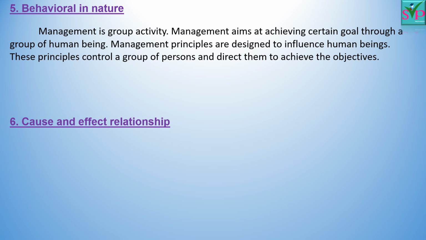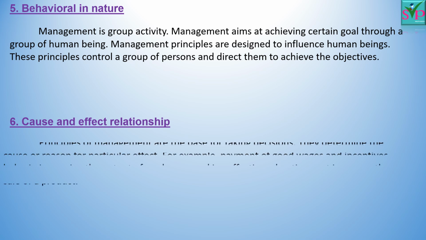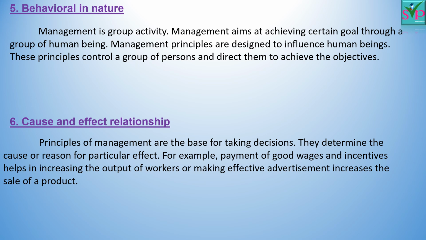Next one is cause and effect relationship. Principles of management, they are the base for taking decision. It helps the manager to take correct decision. For example, payment of good wages and salary is a cause, okay, and what will be its effect? Employees will work more effectively because they are getting attractive salary, incentives, etc.